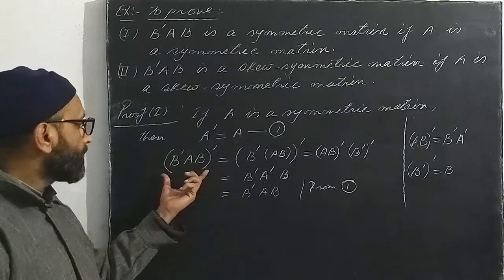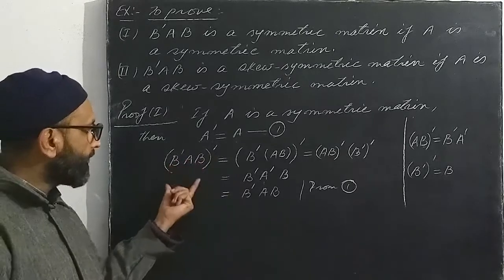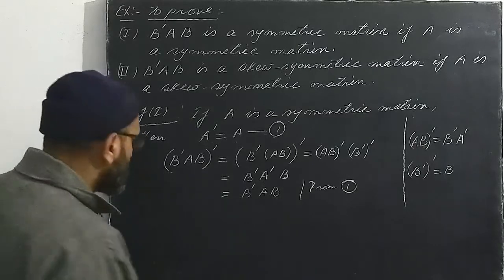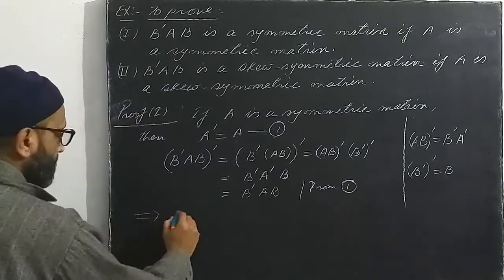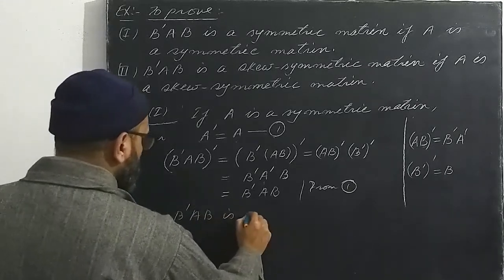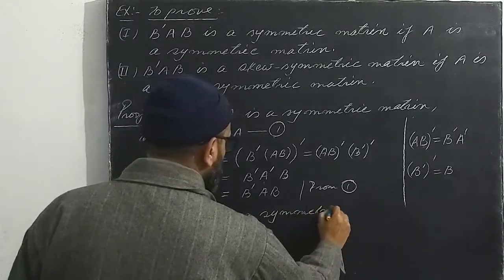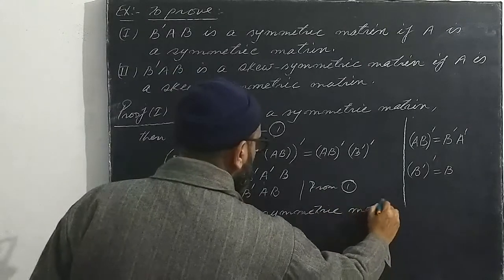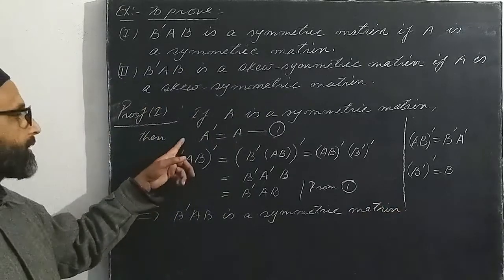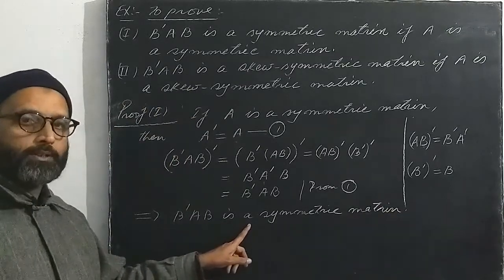So we come to the conclusion that the transpose of this matrix is exactly equal to the matrix itself. So this is the property of a symmetric matrix. So it implies that B'AB is a symmetric matrix. So we have proved that if A is a symmetric matrix, then B'AB is also a symmetric matrix.